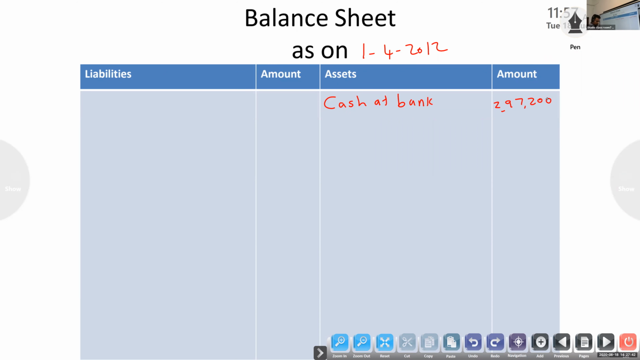Next one, debtors. So now you have to look at the balance sheet and the revaluation. So Irene, debtors 62,000. Any adjustment related to the debtors?